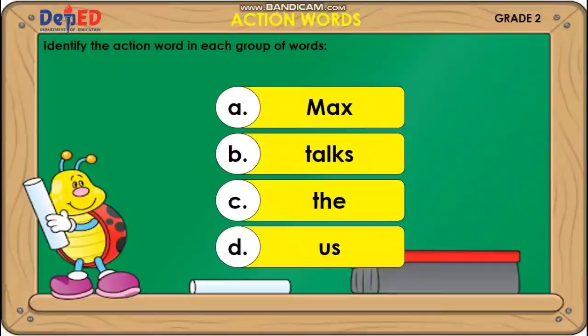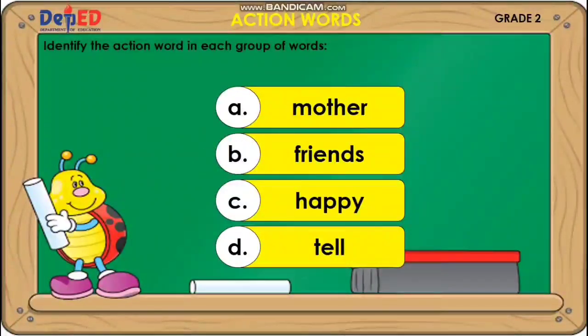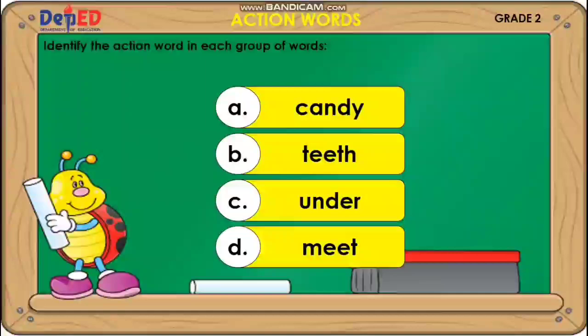Next group of words. Max, talks, dad, us. What is the action word in this group of words? Brilliant. The answer is talks. Mother, friends, happy, tell. What is the action word or the verb in this group of words? Very good. The answer is D, tell.